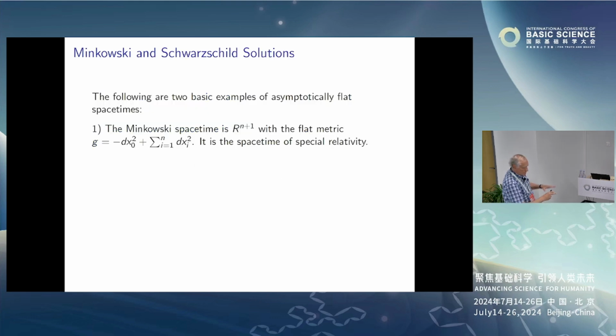And so that's the sort of boundary condition, asymptotic flatness. The two basic examples of asymptotically flat spacetimes, which are explicit, actually there are more, but the two that will be of interest in the talk are of course the Minkowski space, which is just the flat metric on R^(n+1). So dx_0 is my time coordinate.